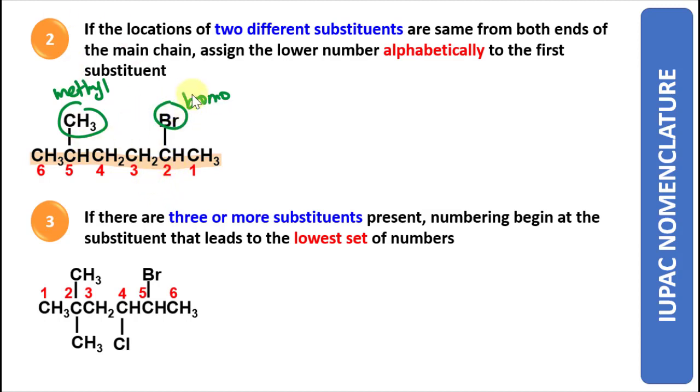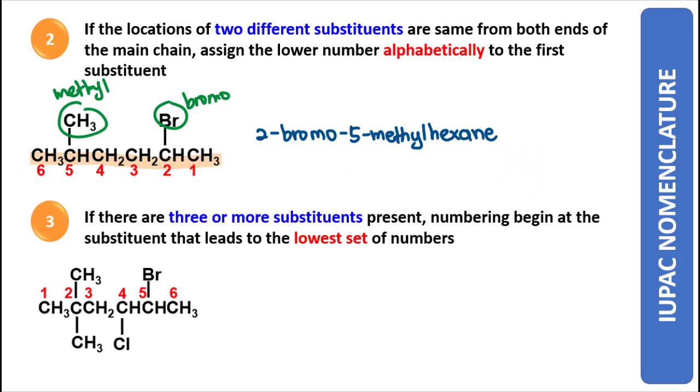So the IUPAC name for this compound is going to be 2-bromo-5-methyl, right? And then the longest chain is 6, so we have hex and then the suffix "-ane". So 2-bromo-5-methyl-hexane.